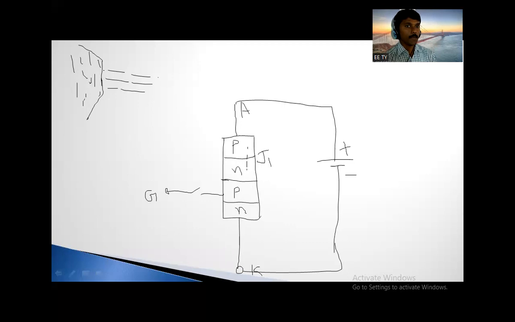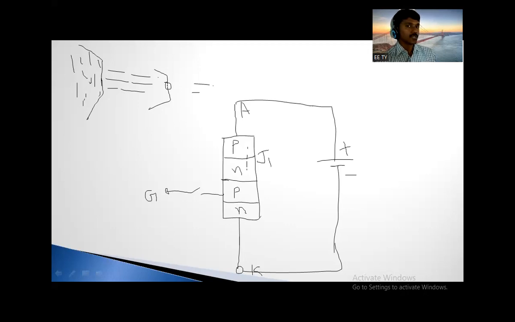The water has come here, the gate opened. Then it comes here, where there is one more gate. For it to come here, this gate should also be open. To open this gate, this junction should also become forward biased. If it is reverse biased, this junction will not open, or this gate will not open. I am just giving the example.